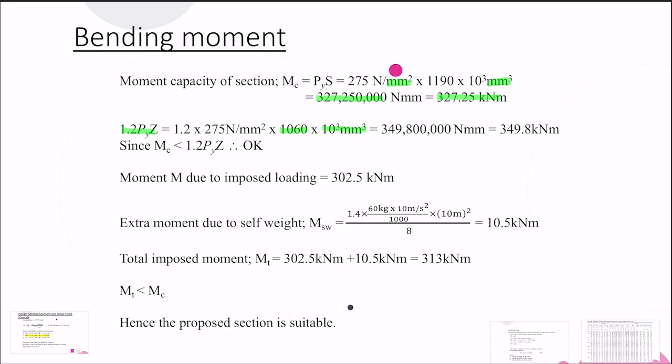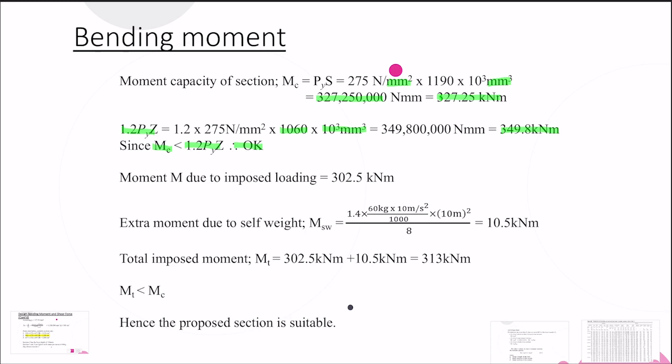Right. So jadi di sini betul lah dia adalah 1060 centimeter cube convert into millimeter cube. Therefore kena darab dengan 1000. Okay, so kita dapat 349,800,000 Newton mm tukar to kilonewton meter. And we're going to compare the value of the moment capacity. It must be less than 1.2 PYZ, which means that kita dapat memang less, so meaning that okay lah, tak ada masalah.